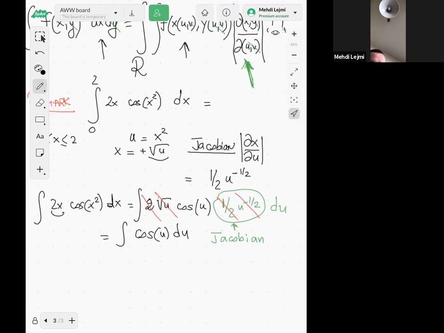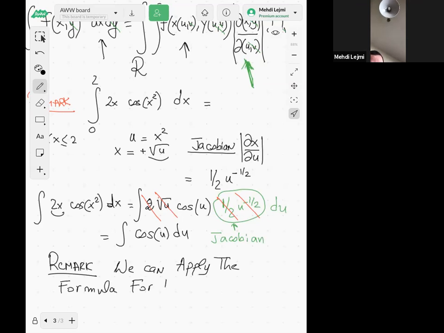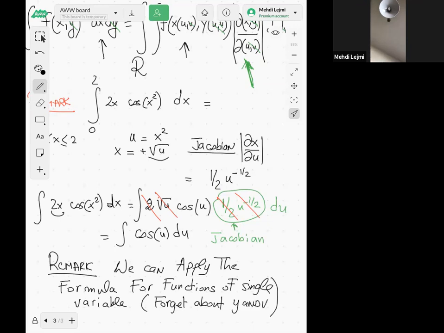Okay, so what I'm saying here, guys, as a remark, is that we can apply our formula for functions of single variable. So you can just forget about the y and the v. You only have x and u, right?